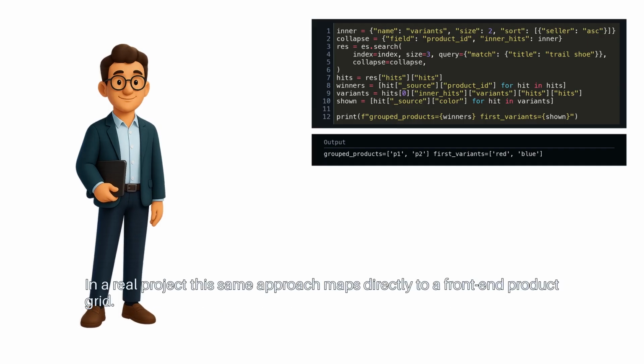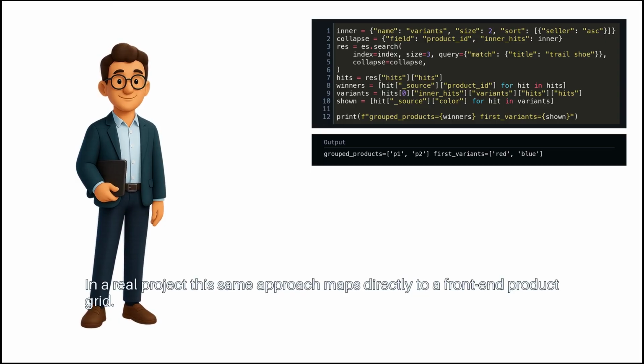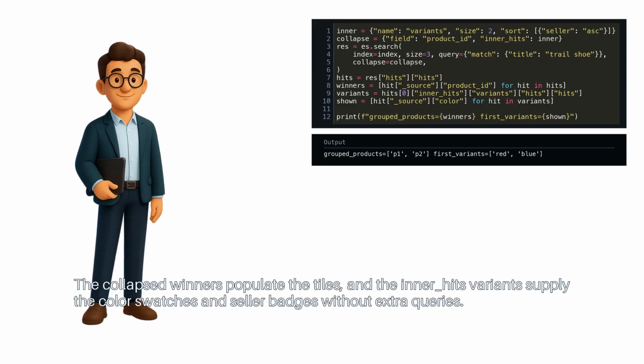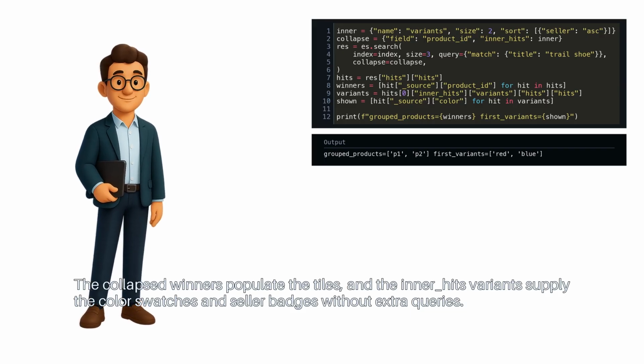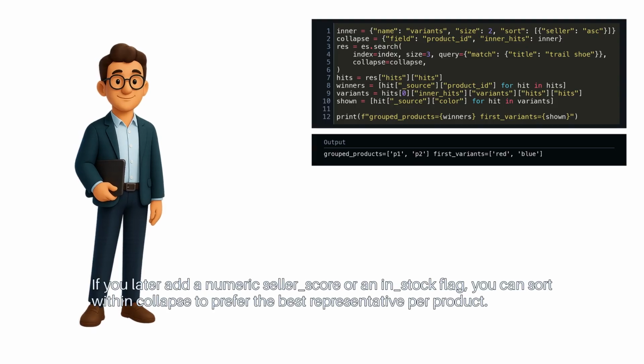In a real project, this same approach maps directly to a front-end product grid. The collapsed winners populate the tiles, and the inner hits variants supply the color swatches and seller badges without extra queries. If you later add a numeric seller score or an in-stock flag, you can sort within collapse to prefer the best representative per product.